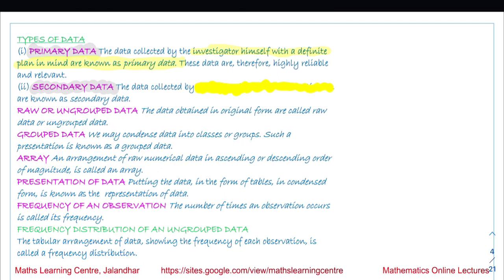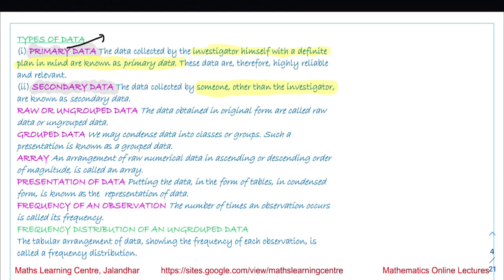The basic difference, with an example: suppose a test is conducted in your class and you have collected that data yourself, the marks of the students you have collected yourself, then that data will be the primary data. You have an objective to collect that data and you can process the data yourself.